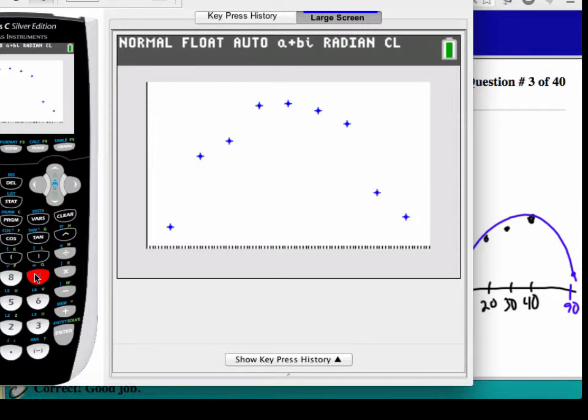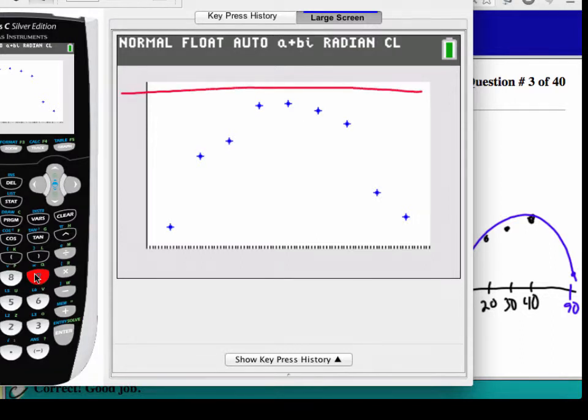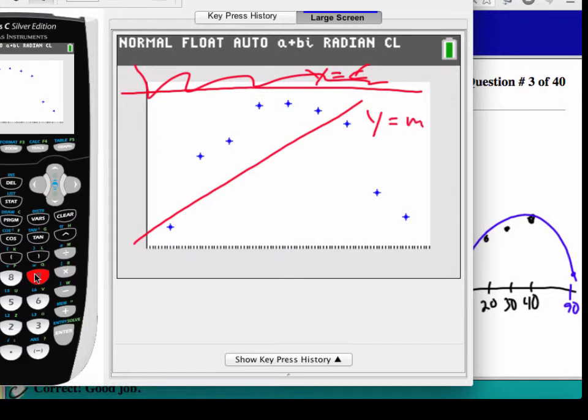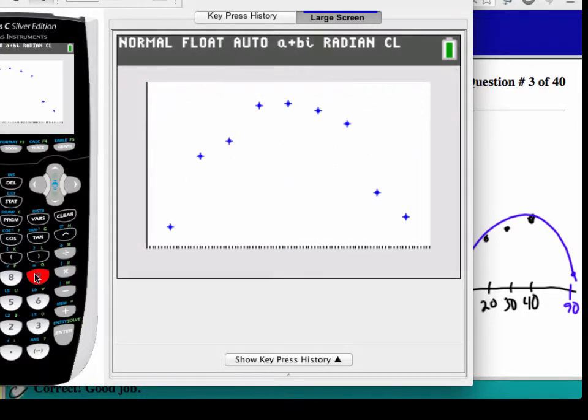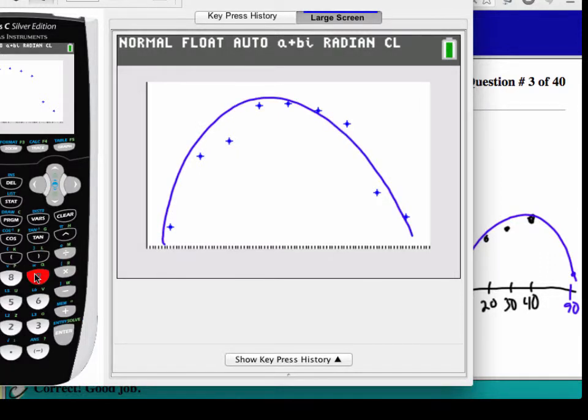Now, it's not perfect, but it's certainly not a constant. It's like y equals a number, right? It's not that. A linear function will kind of look like this, right? That would be like y equals mx plus b. Well, again, it's not that. Now, quadratic is parabolic. And even though it's not perfect, you can see how that could be it, right? Any questions on that one?